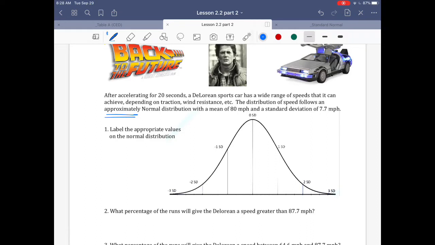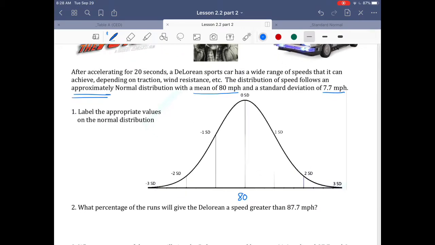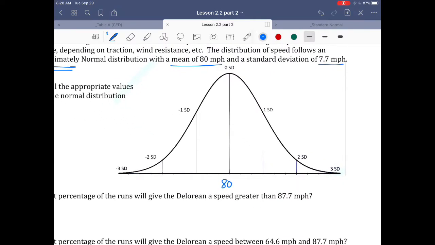Reading the context, after accelerating for 20 seconds, the DeLorean is not always going to reach exactly the same speed. So after accelerating for 20 seconds, the distribution of speed is approximately normal with a mean of 80 and a standard deviation of 7.7. So let's go ahead and label our normal distribution here.